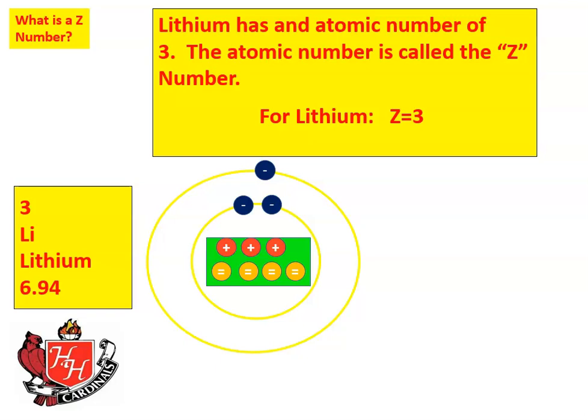So lithium has an atomic number of 3. The atomic number is called the Z number. So that's a note you should take, or that you probably did today. Atomic number is called a Z number. So for lithium, for example, its atomic number is 3. So lithium has a Z number of 3.